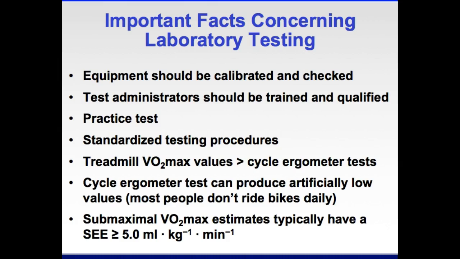Important facts concerning laboratory testing. Equipment should be calibrated and checked. Test administrators should be trained and qualified. Practice tests and standardized testing procedures. Treadmill VO2 max values are greater than cycle ergometer tests. Cycle ergometer tests can produce artificially low values, because most people don't ride bikes daily. And submaximal VO2 max estimates typically have a formula there that you can see that's greater than 5.